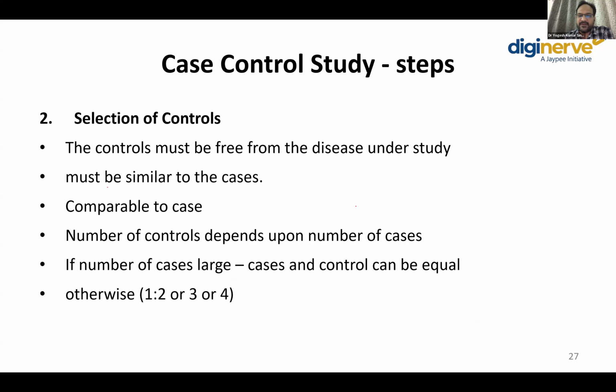And the number of controls should depend upon the cases. Control numbers are always greater than the cases. If the number of cases is higher, we can take an equal number of controls. If the number of cases is less, we can take twice, thrice, or four times as many. That means we can take as many controls as possible, but cases should always be fewer than controls.